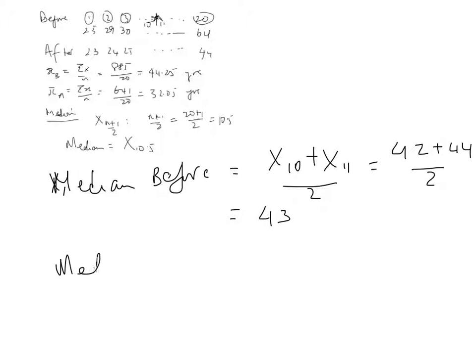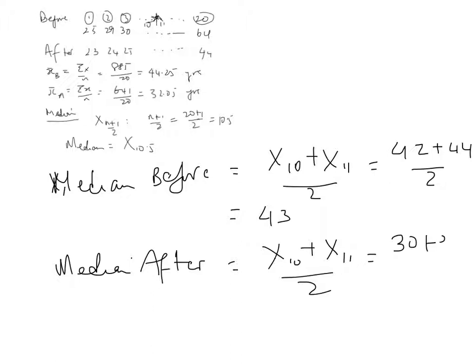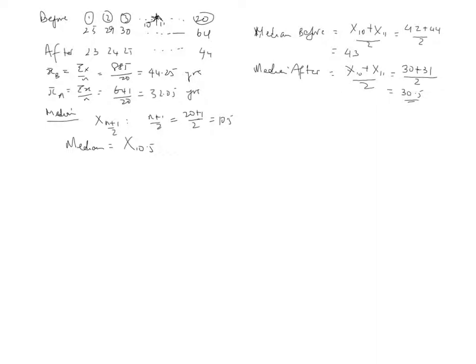Median after, okay, let's clean that up. The median after would be the same thing, x10 plus x11 over 2. But in this case, what is 10 and 11? It's 30 and 31. 30 plus 31 over 2 gives us 30.5. So the median after is 30.5. Let's take that and put that up here.